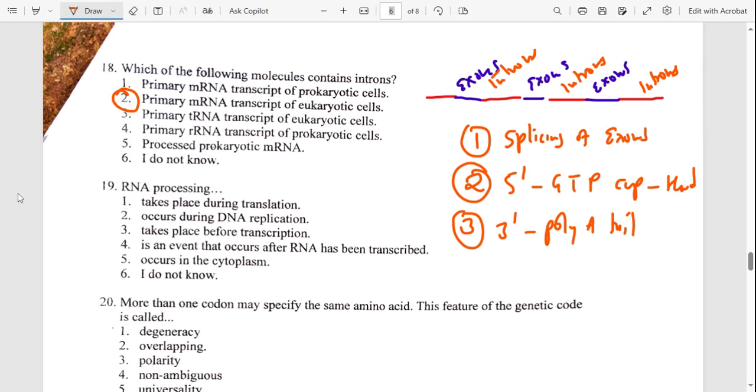Number 19 is saying RNA processing takes place during translation, occurs during DNA replication, or takes place before transcription. RNA processing is what I've just mentioned here. It will happen when you've made RNA. It is an event that occurs after RNA has been transcribed, or when RNA has already been made.